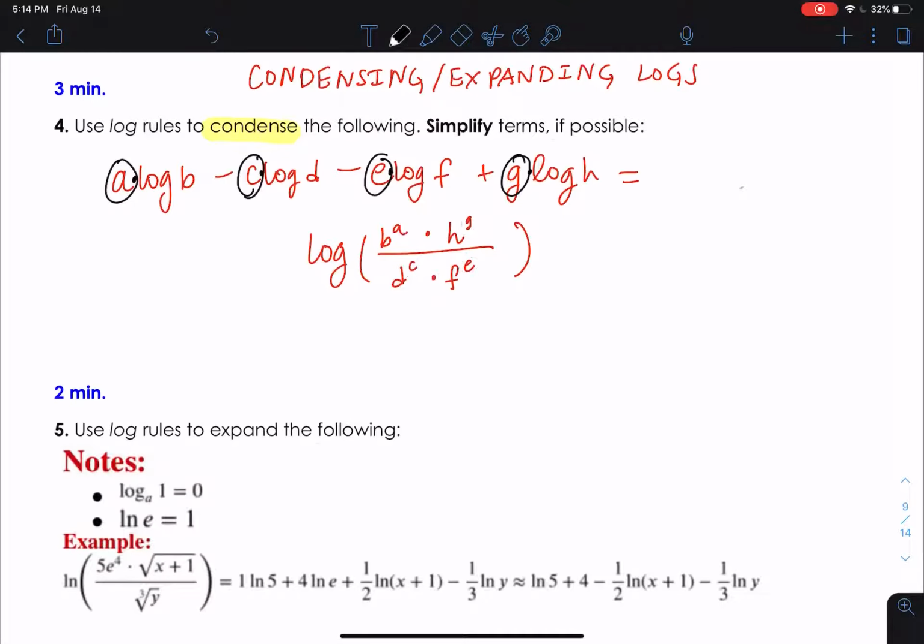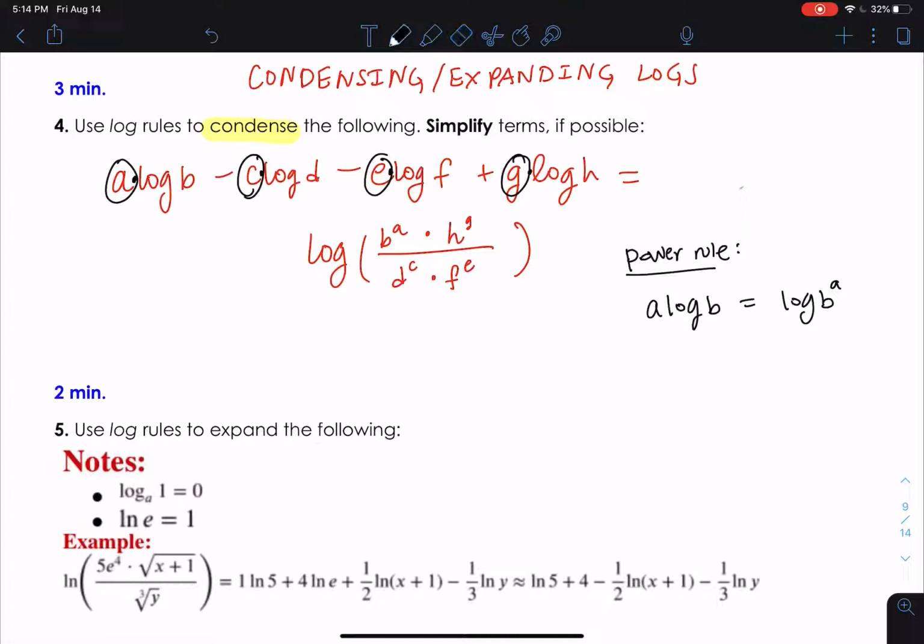So the first rule is called the power rule. So if you want to write it down, the power rule says that a log b becomes log of b to the power of a. So the number in front, you cross it out, and you move it to the exponent. So that's the first rule.